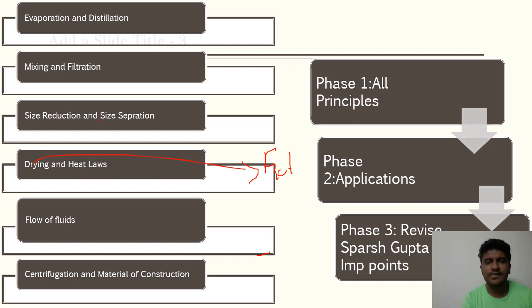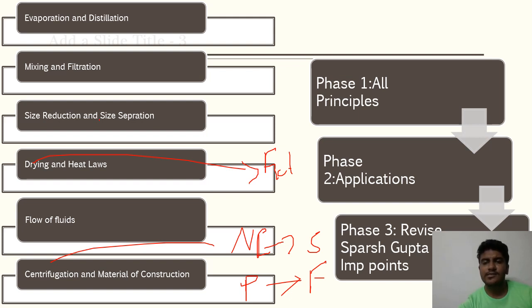And the last one we have is centrifugation and materials of construction. In centrifugation you have non-perforated and perforated. The principle of non-perforated is sedimentation, while the principle of perforated is filtration. This is what is asked in examination: one line principle of perforated and one line principle of non-perforated.